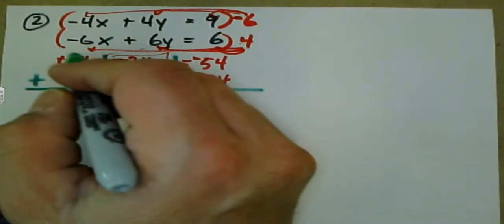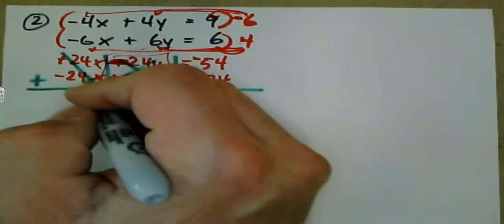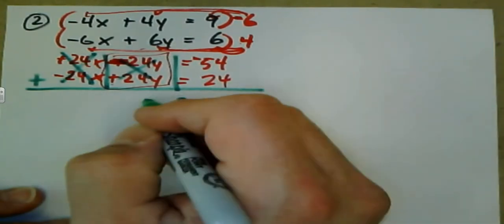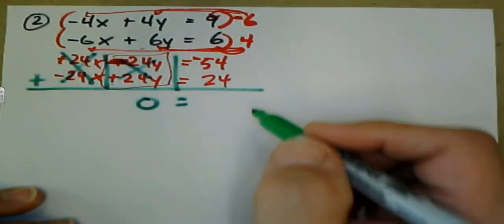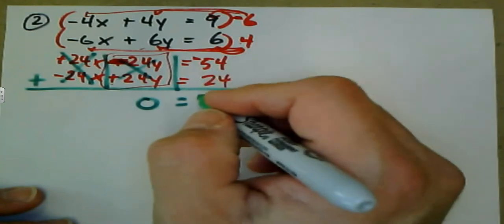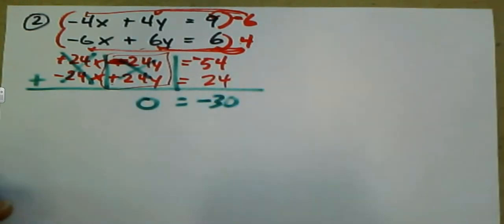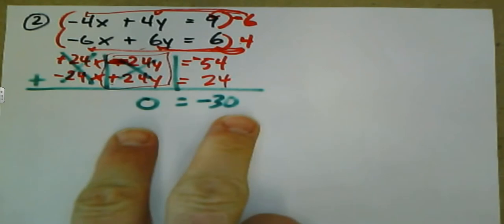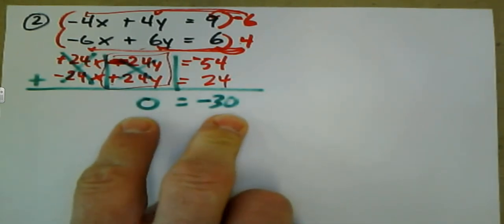But take a look at these two, +24, -24. Those are gone. Well, we need something over here. It's a 0. Negative 54 plus 24 is negative 30. Well, we can't do anything. We lost both our x and our y value.